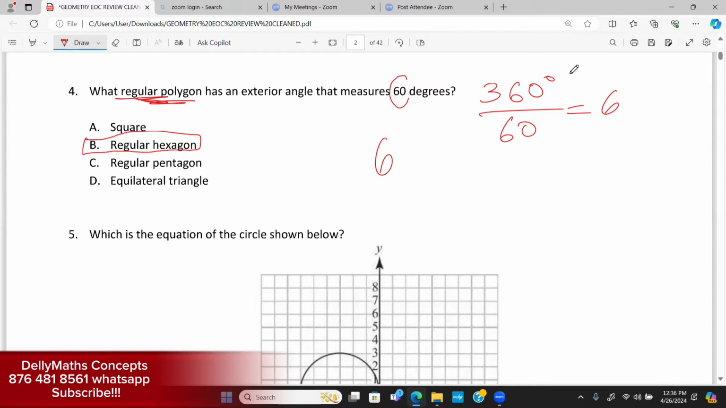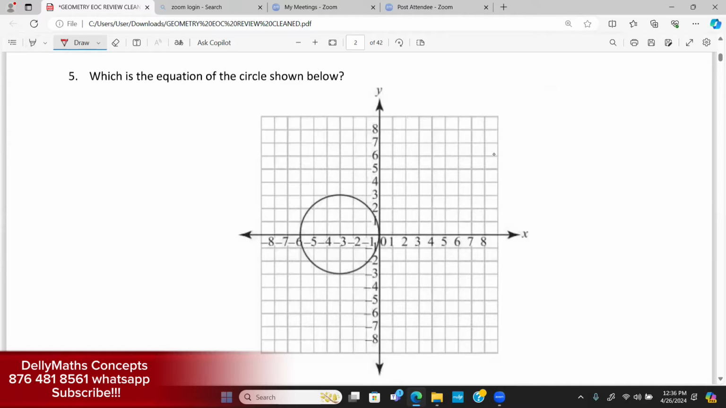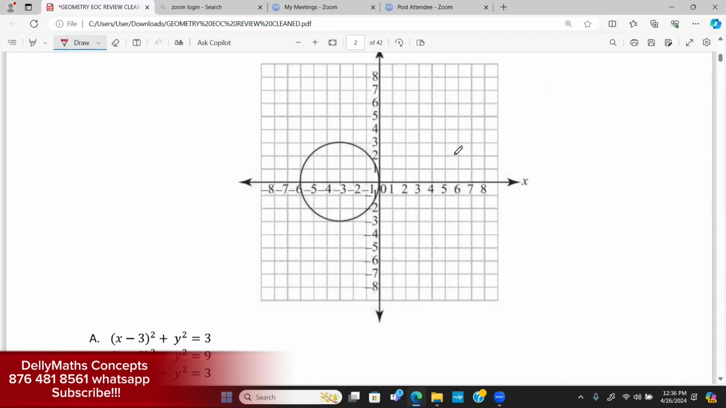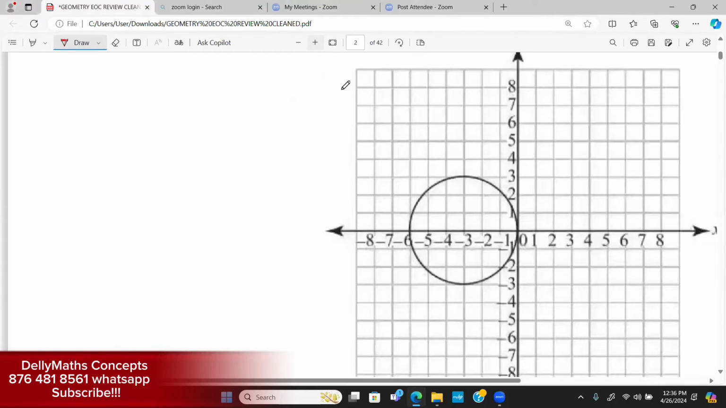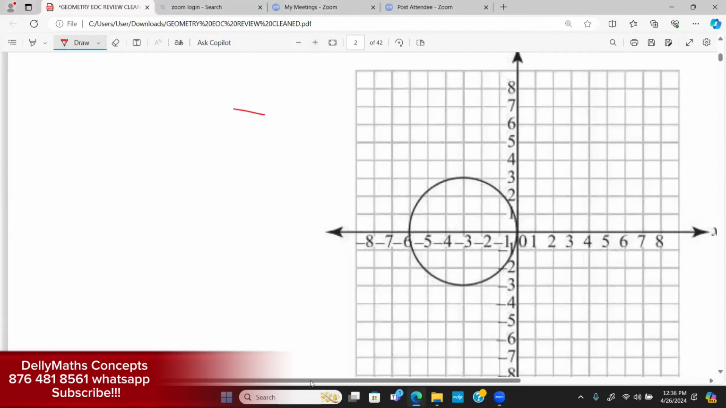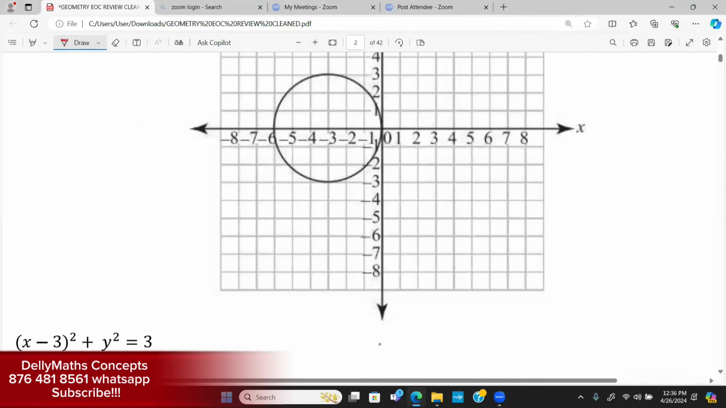For number 5, it says, which is the equation of the circle that is shown below? All right, so you want to observe this. Take a good look at it. If I blow this up some more so we could see it better, you want to take a good look at your circle. So as you can see, the center is right here. What is the coordinate here? This coordinate is -3, 0. And then in terms of units from the center to the circumference, it's 1, 2, 3. So this distance is 3 units.